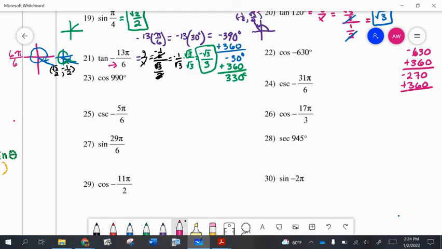It's still negative, so I'm going to add 360 again because we want the lowest positive coterminal angle so we can find it on the unit circle. So I'll add 360 again. Gives me 90 degrees. So negative 630 is actually coterminal with 90. So if I want the cosine of negative 630, it's going to be the same as the cosine of 90 because coterminal angles have the same trig values. So I'm going to think about 90 degrees on the unit circle. Cosine is the x-coordinate. I know the coordinates there are 0, 1, so the x-coordinate is 0. So that's just 0.